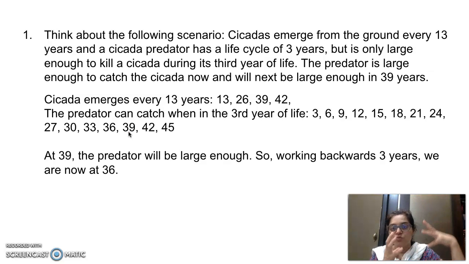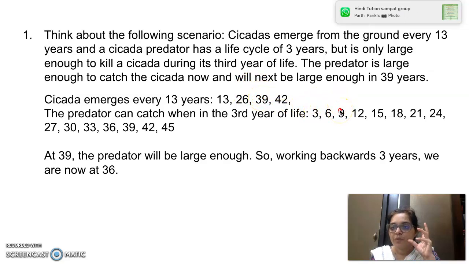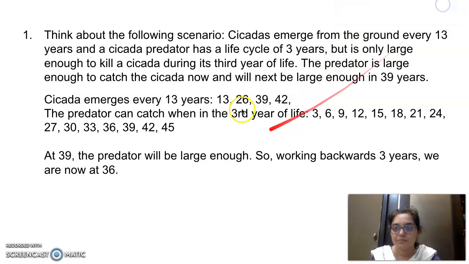So it is only when that match happens, whereas this is every 13 years and this is every 3 years. This thing we can draw as bumps. So it is only at the 39th year where this is happening. Okay. Let's go to the next one.